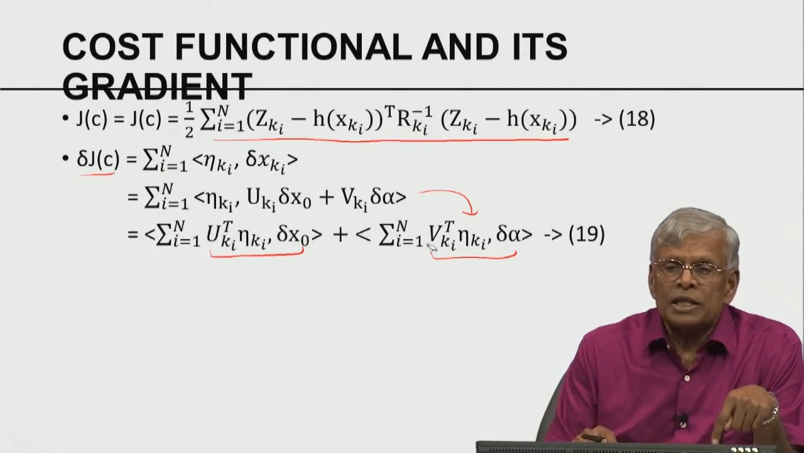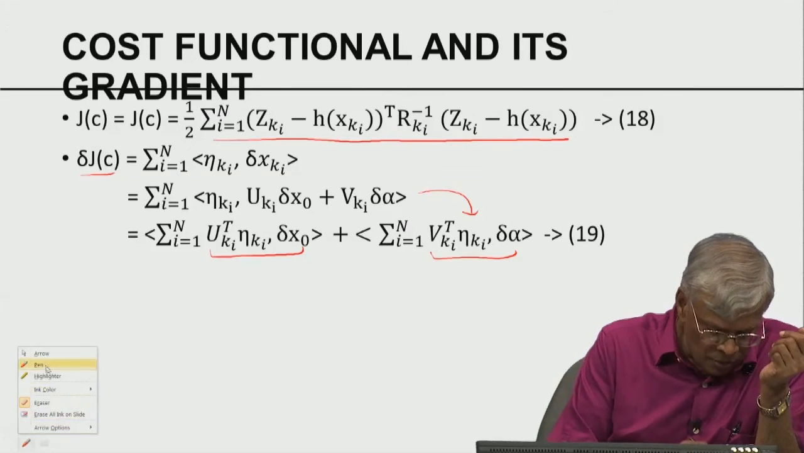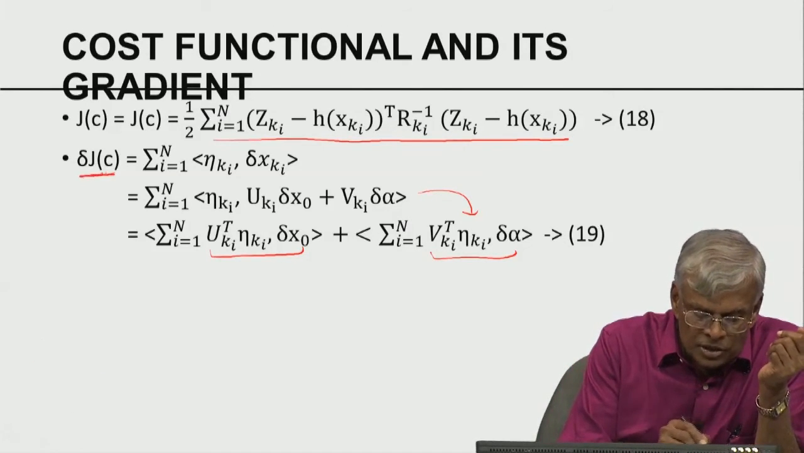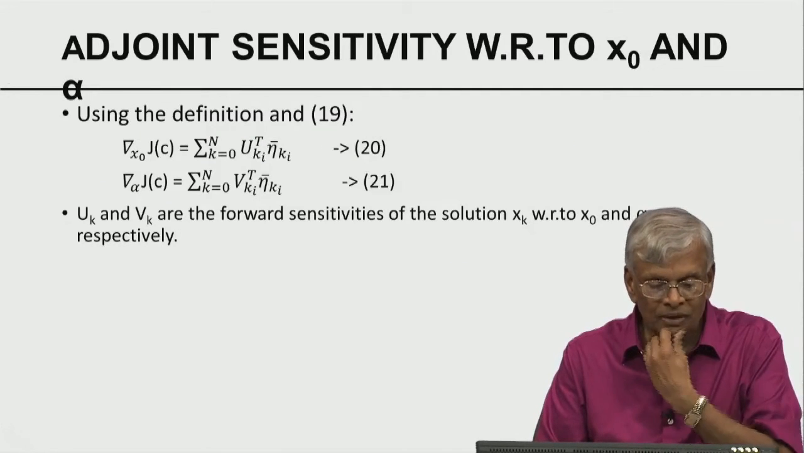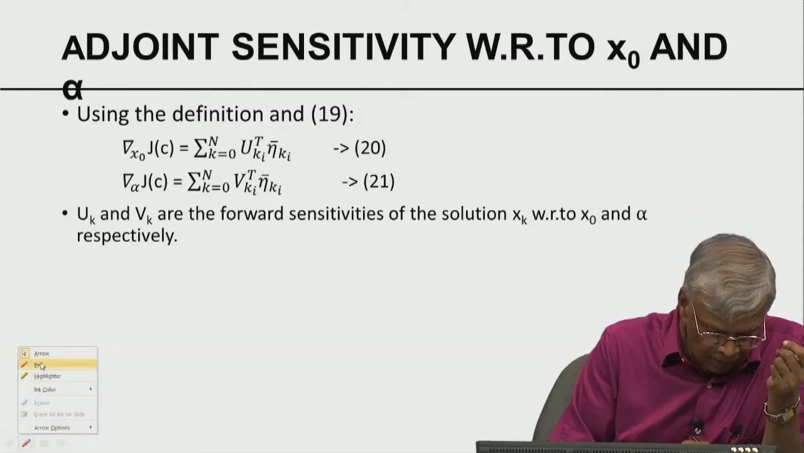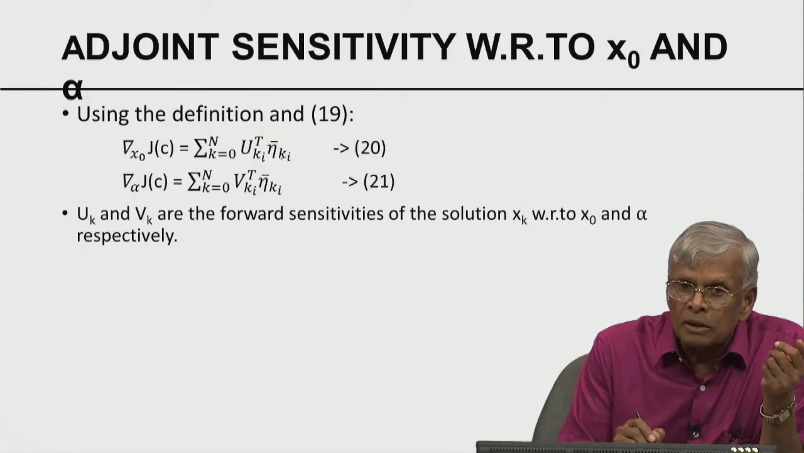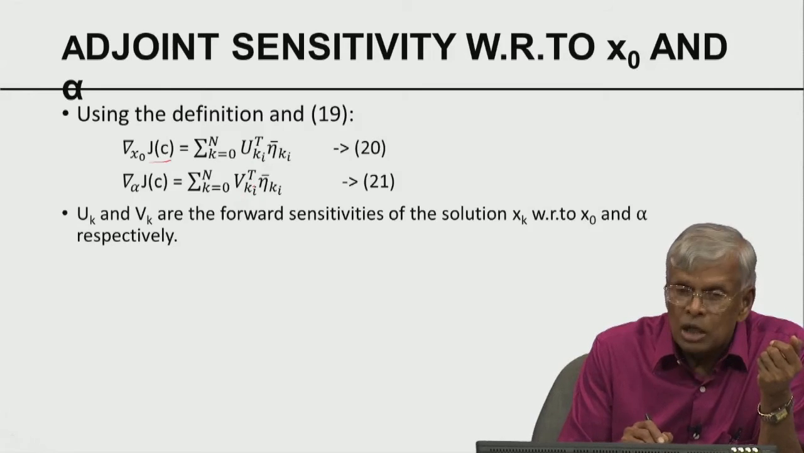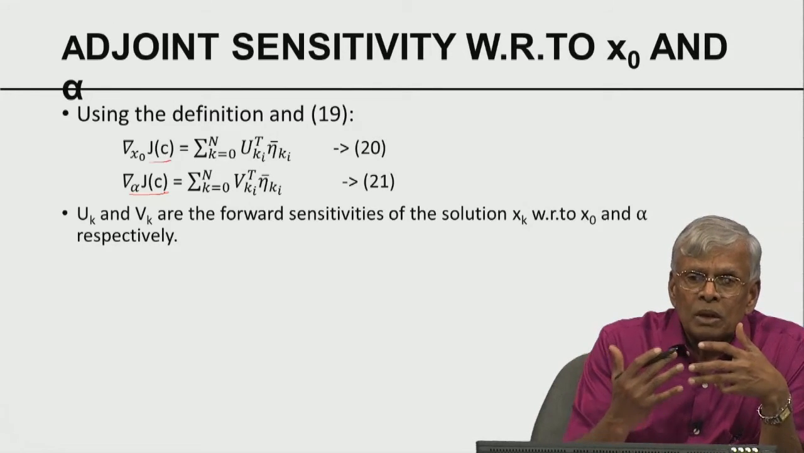So we have utilized the linearity property as well as the adjoint property to get this equation 19. So 19 essentially tells you how your first variation of delta J is related to the forward sensitivities with respect to state and initial conditions. Therefore, from using the fundamental definition, the sum of the transpose of the forward sensitivity times the forecast errors gives rise to the adjoint sensitivity. These two are simple extensions of the one observation case.